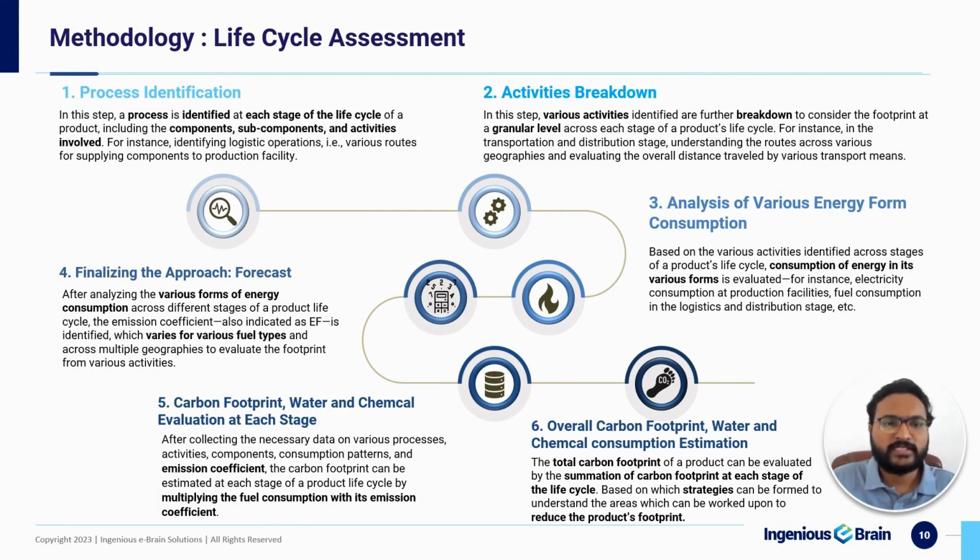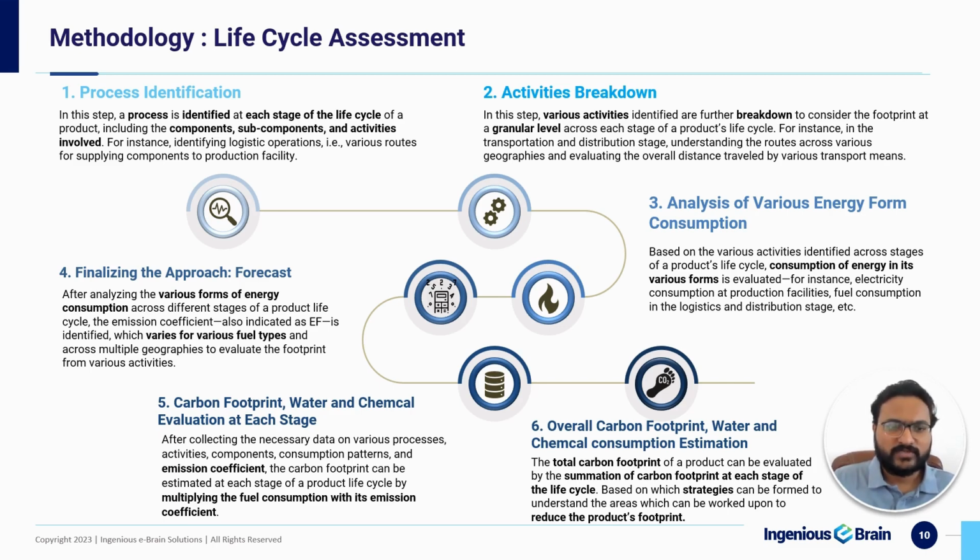When we talk about the detailed methodology, the step-by-step approach for the life cycle assessment, the very first stage is to understand the processes involved in the product development cycle. The second stage is activity breakdown. Across each process, what activities are available and what different levels of energy consumption are required across these activities. Then we have to finalize the approach, like which factors we need to consider and which can be omitted considering their negligible impact on the process.